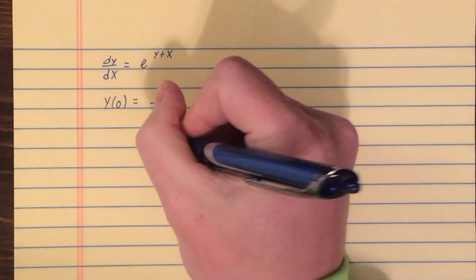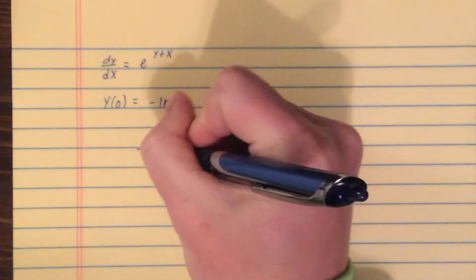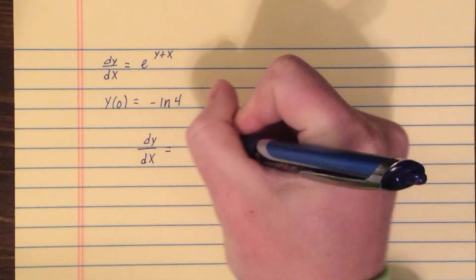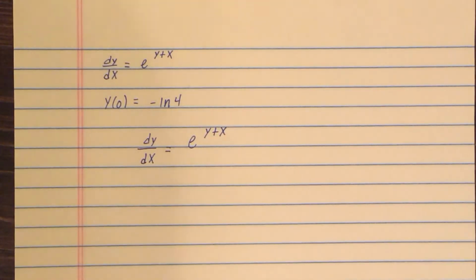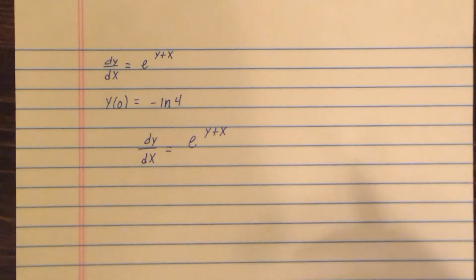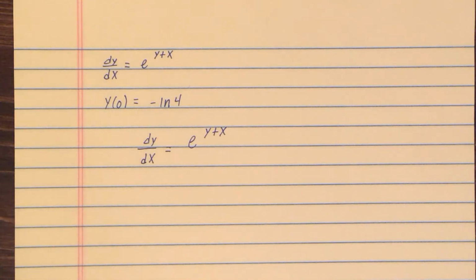And so what we can do here is we have dy/dx is e to the y plus x. We can separate this so that we have all of our y parts and our dy on one side and all of our x parts and our dx on the other side, and then we can integrate each side independently.